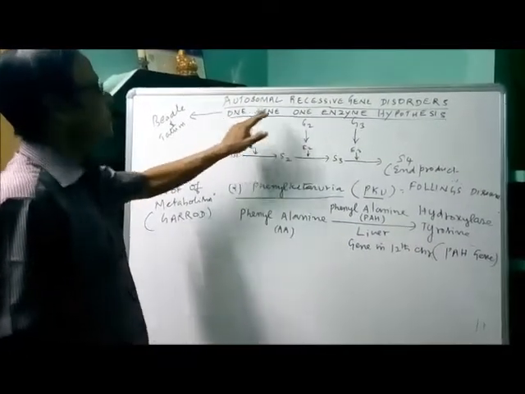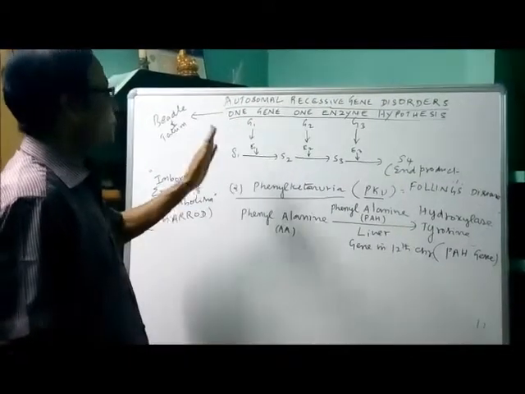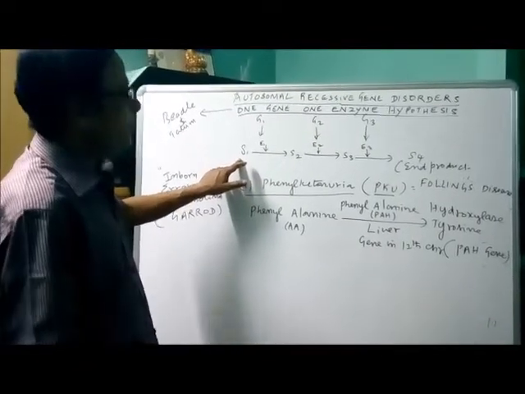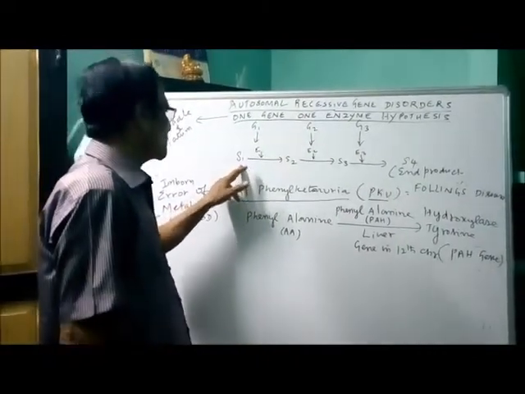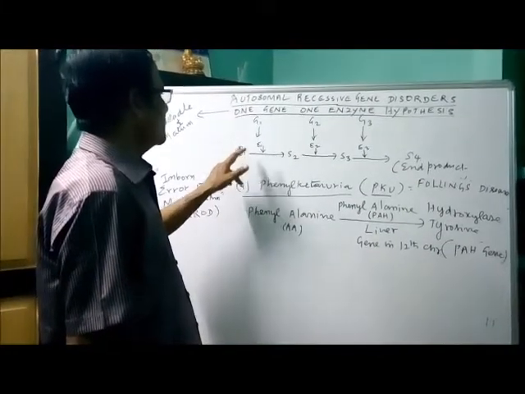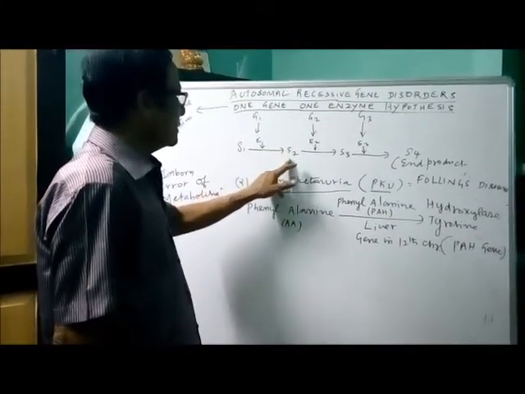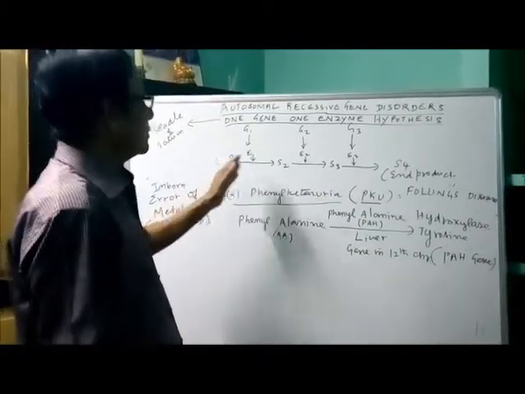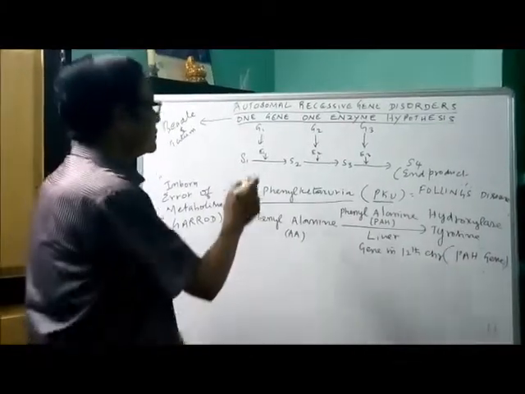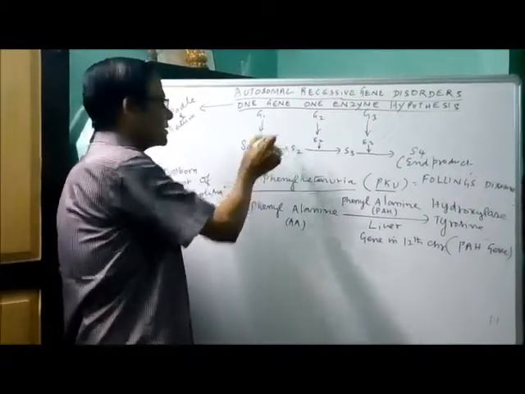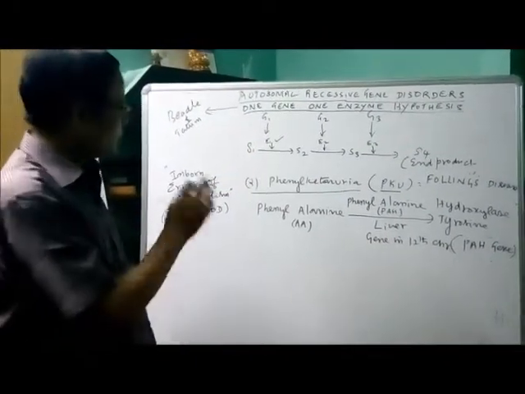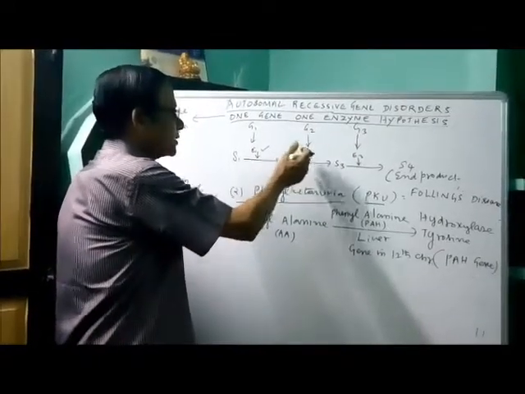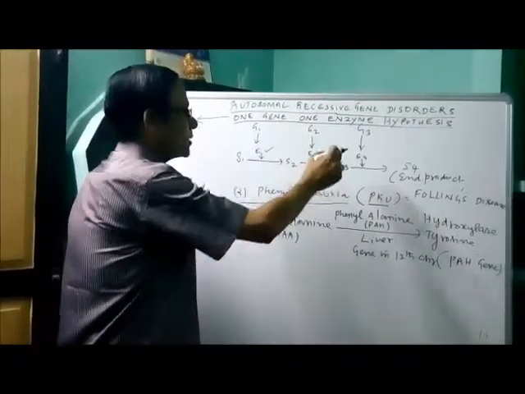What is the one gene, one enzyme hypothesis? There is a metabolic pathway. The metabolic pathway involves a series of reactions starting from the initial substance, the precursor, here S1. Then it is converted to S2, S3, and the end product S4. This is called a biosynthetic pathway. Each step is catalyzed by an enzyme: here E1 converts S1 to S2, similarly E2 converts S2 to S3, and E3 converts S3 to S4.